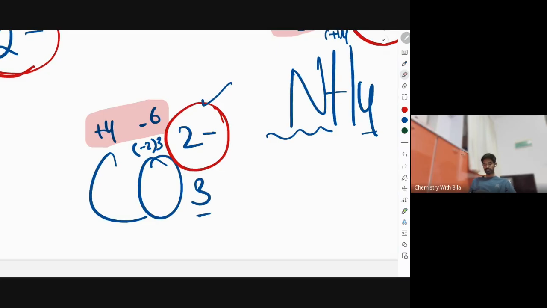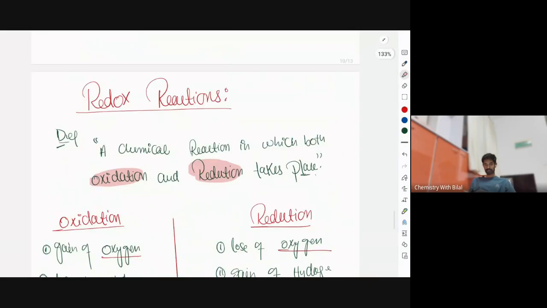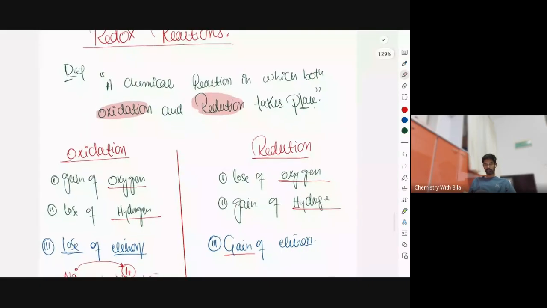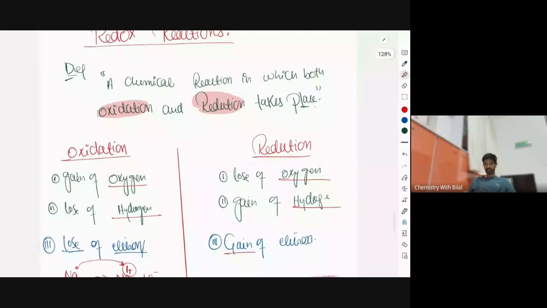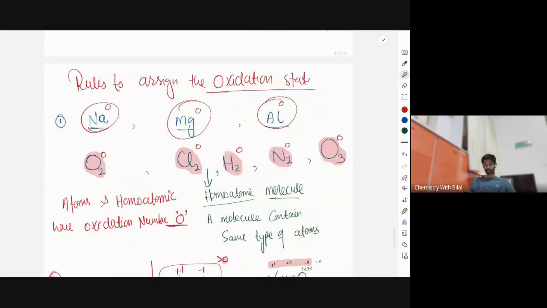So today we've started with a new chapter called redox reaction. It's extremely important to understand the next chapter, which is electrolysis. So redox is where you have both oxidation and reduction. Oxidation is loss of electron. Reduction is gain of electron. 2 important rules here to assign the oxidation number.